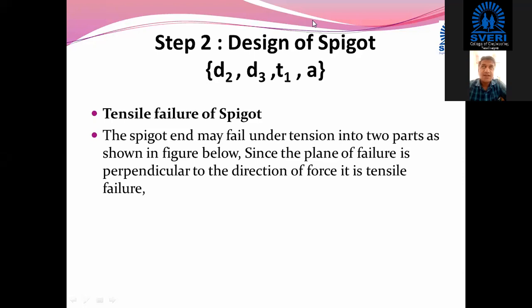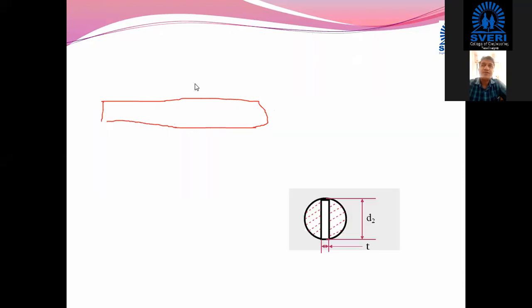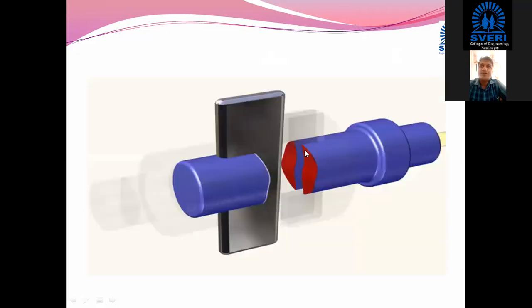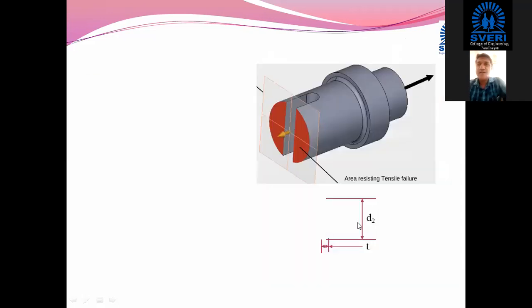So let us consider that the failure is taking place for the spigot, and first of all we will consider that the failure of the spigot is taking place because of the tension or tensile load. Okay, so the spigot is a solid shaft and it is undergoing tension. So the area which we have to calculate, or the area which is going to resist, is this area, and this area we have to calculate.